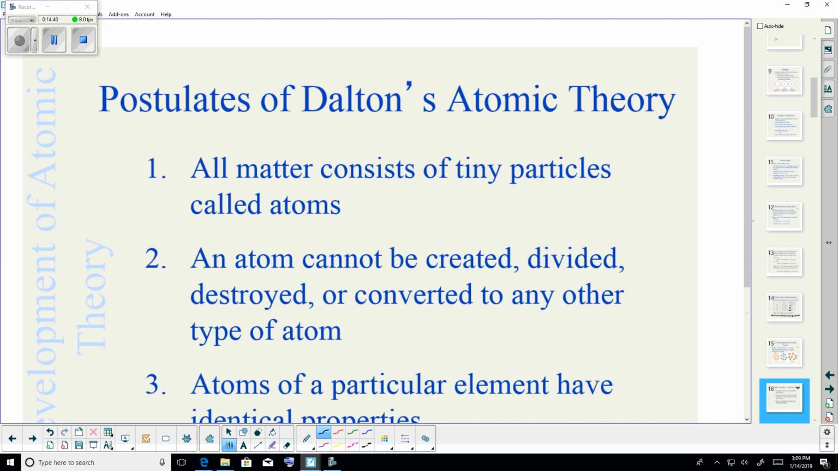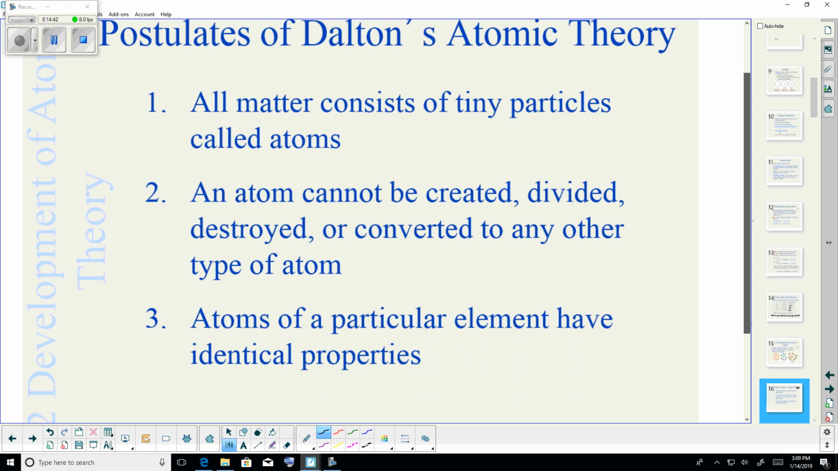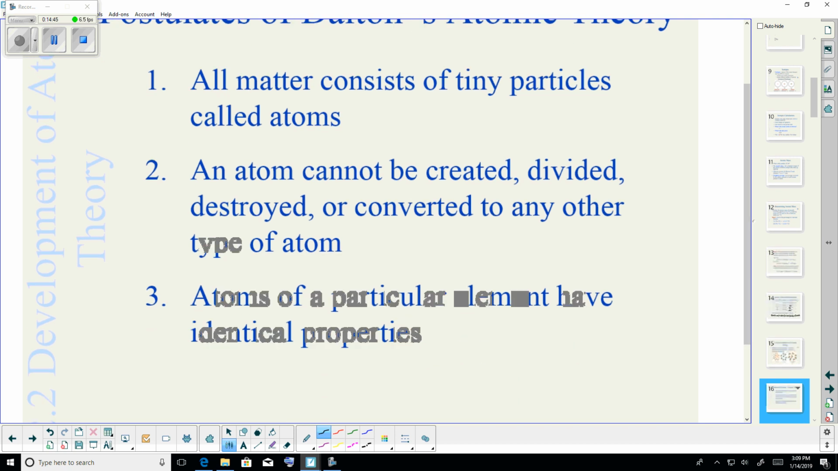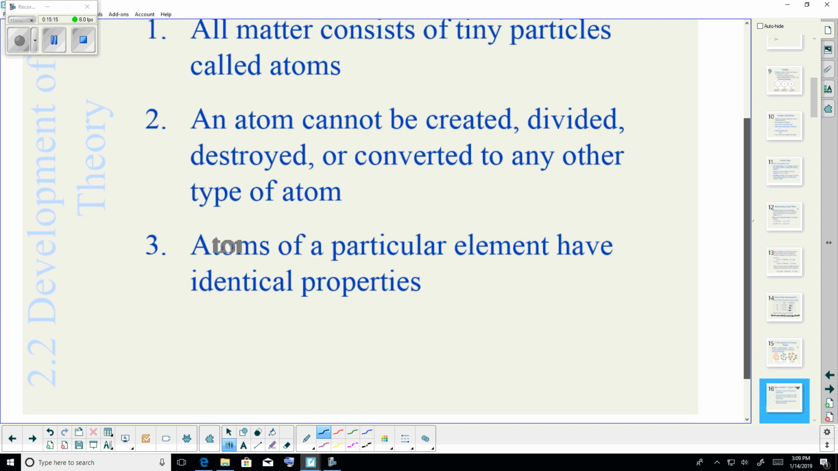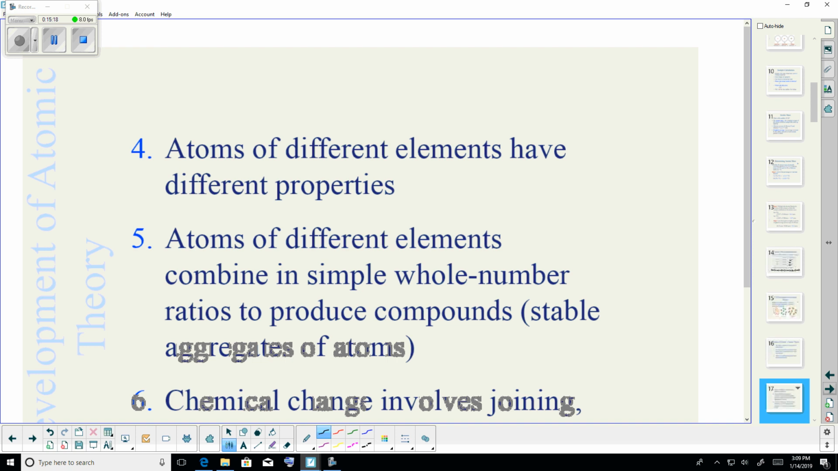So his theory was all matter consists of tiny particles called atoms. An atom cannot be created, divided, destroyed, or converted to any other type of atom. Well, we know today that that part's not true. We can destroy atoms. You know, we smash atoms all the time. Atoms of a particular element have identical properties. So we know all the atoms of gold have gold properties, all the atoms of lead have lead properties. Atoms of different elements have different properties.